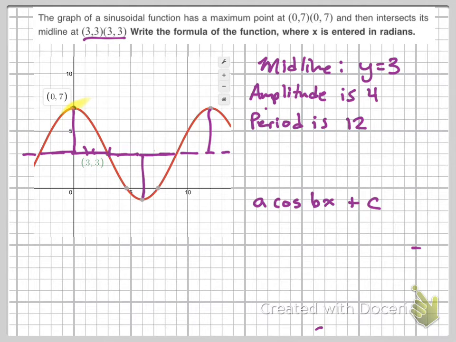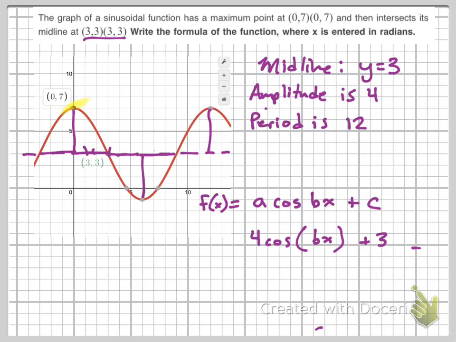Well, in this case, we know the amplitude is 4, so a has to be 4, because that corresponds perfectly with the amplitude. So we know it's going to be 4 cos. We know that the period is 12 and the midline is 3. Well, we know the midline is just going to be the vertical shift up 3, since it's from 0. What's the trickiest part here is finding out what we're going to put in for b.